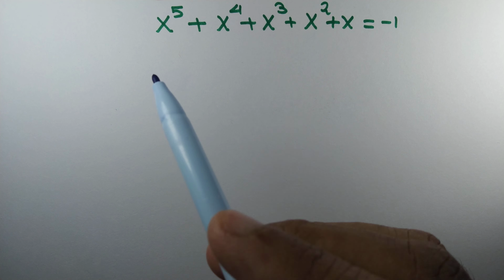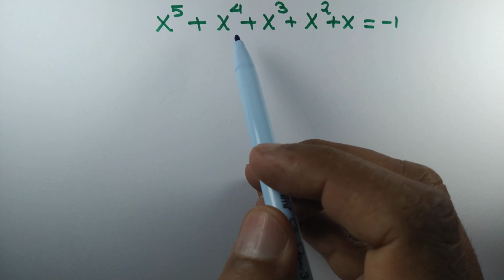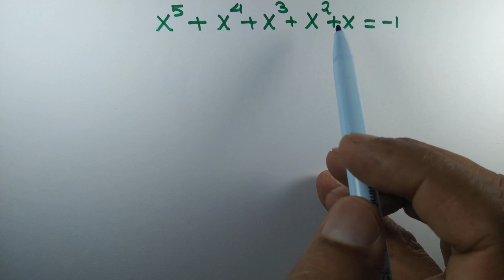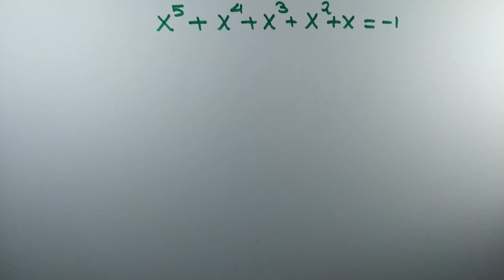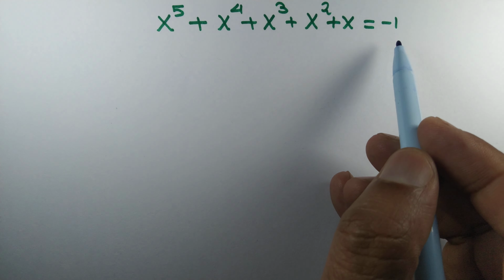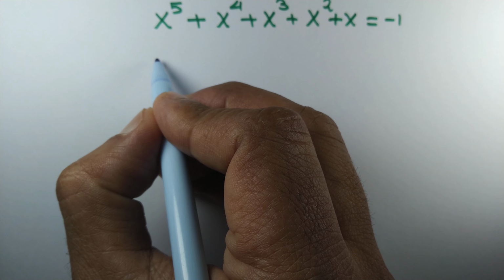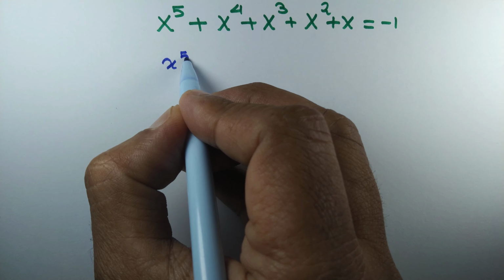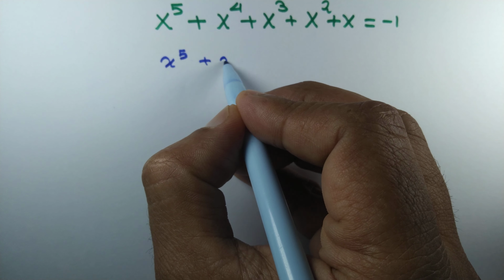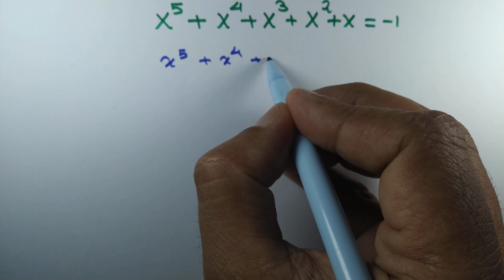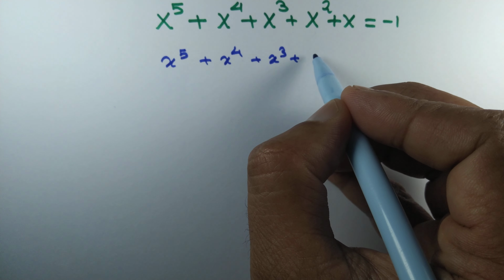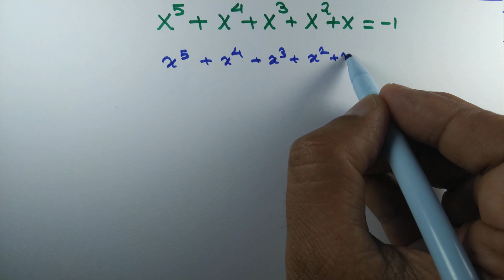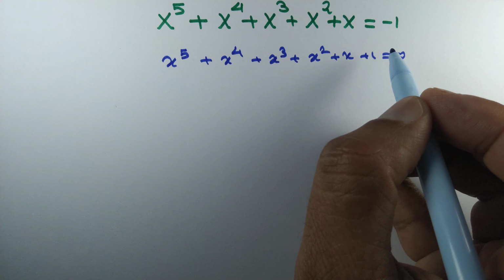Let us solve the equation x to the power 5 plus x to the power 4 plus x cube plus x square plus x equal to -1. Let's take this -1 to the left hand side and we write it as x to the power 5 plus x to the power 4 plus x cube plus x square plus x plus 1 equal to 0.